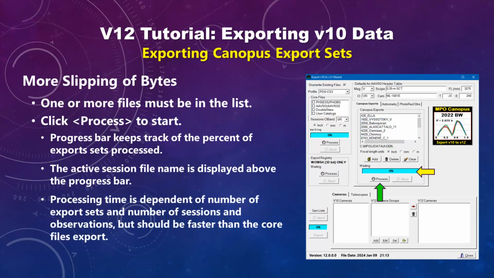Click the Process button in the Canopus Exports group box. The progress bar in the box keeps track of the percentage of sessions that have been processed, while the message caption just above the bar shows the name of the export set being processed. Click the Abort button if you want to stop the export before all sessions have been processed. As with PH-Sesh and PH-ARBS files, the processing time depends on a number of factors.